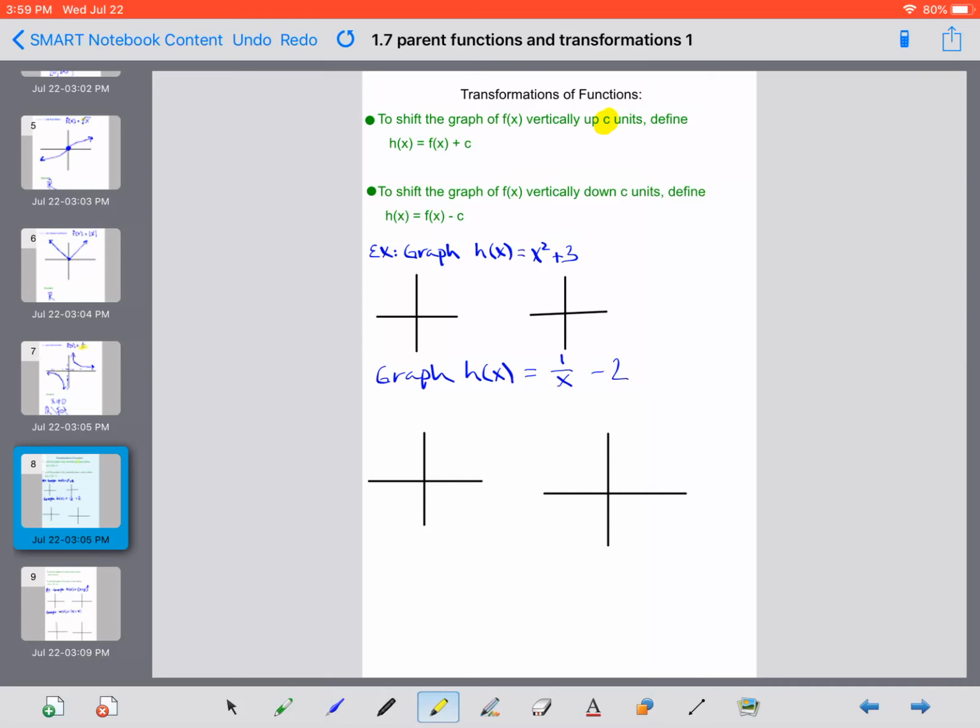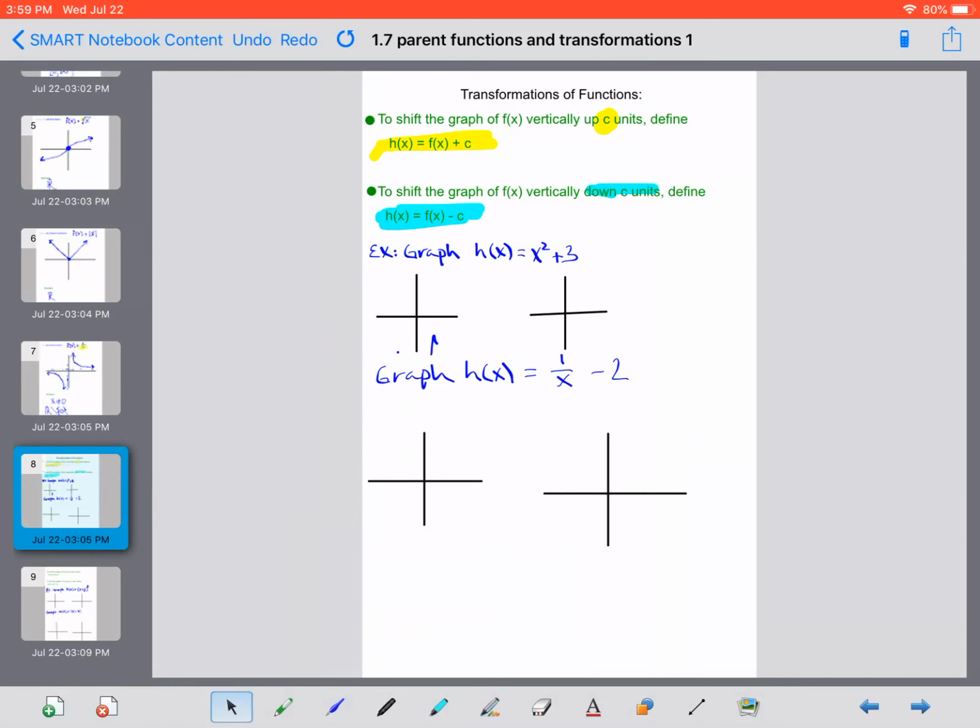If you wanted to shift the graph up c units, all you need to do is define a new function, which is just going to be your original function plus c. All right, similarly, if you wanted to shift your graph down c units, just take a new function, which is your original function minus c. So to show you what I mean here, consider the function h of x equals x squared plus 3.